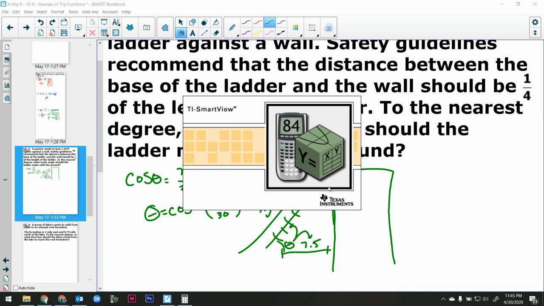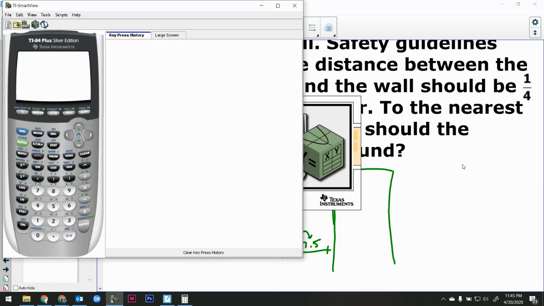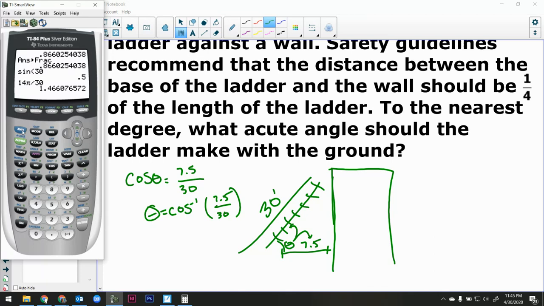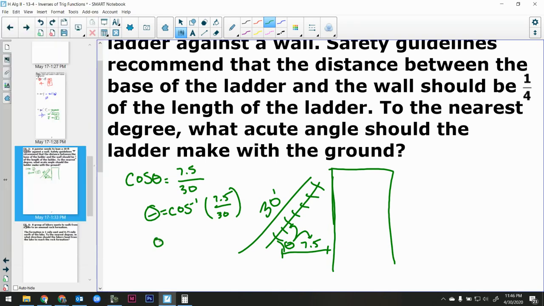So now obviously I'm getting on my calculator. Now is the time I go to my calculator, because is there a place on my unit circle that's 7.5 over 30? No. So let me get this out of the way. I'm going to do inverse cosine, and I just hit second cosine. Inverse cosine of 7.5 divided by 30 is 75.5 degrees. Theta is 75.5 degrees.